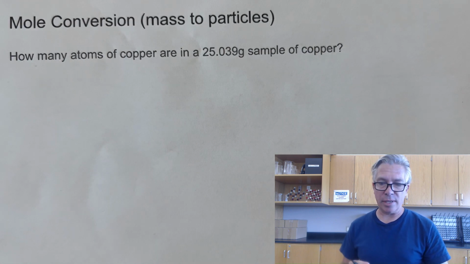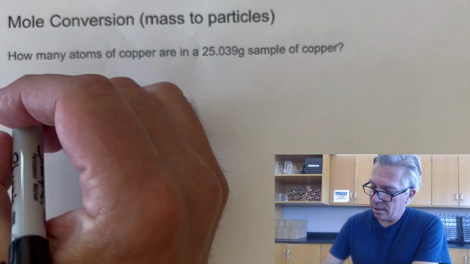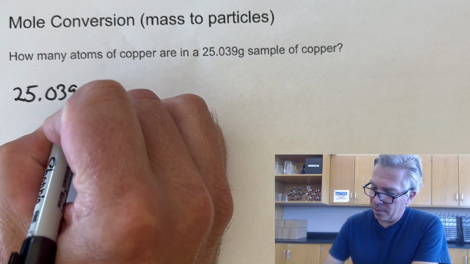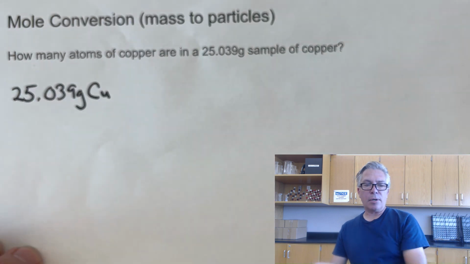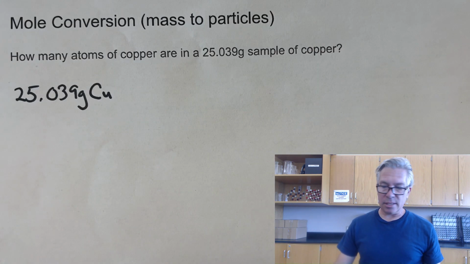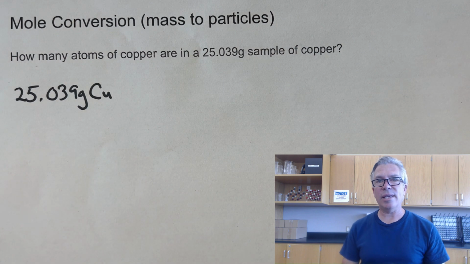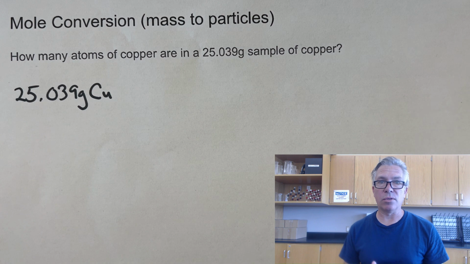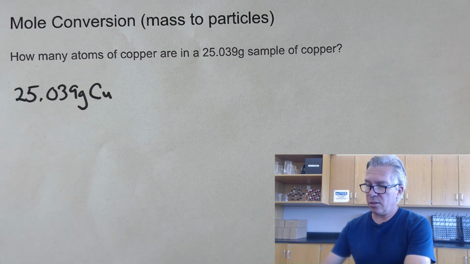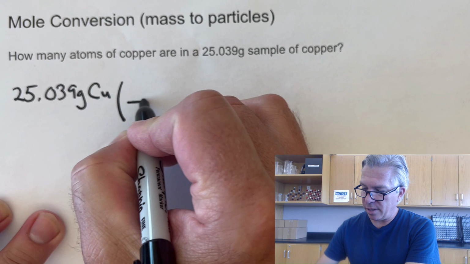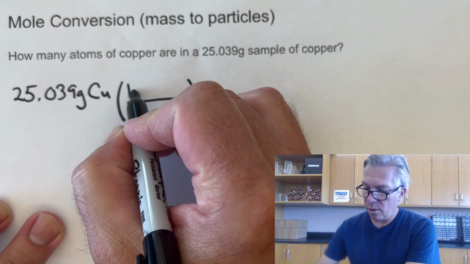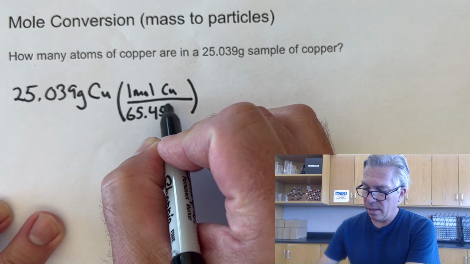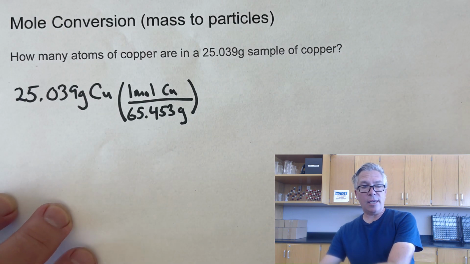So, what we're going to be doing is starting with the 25.039 grams, and make sure to note that it's copper. What we know as chemists is that we can take a mass like this, and we can't go directly into particles, but we have to figure out first how many moles of particles we actually have. So we're going to do it just like the way we did it in some of our other videos. We're going to say, all right, 1 mole of copper is 65.453 grams of copper. That came from the periodic table.